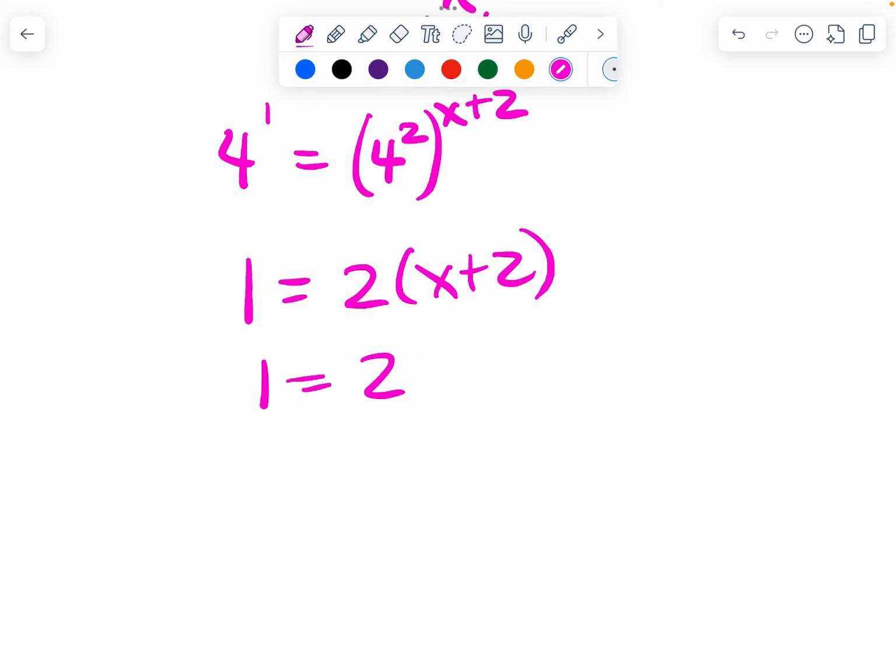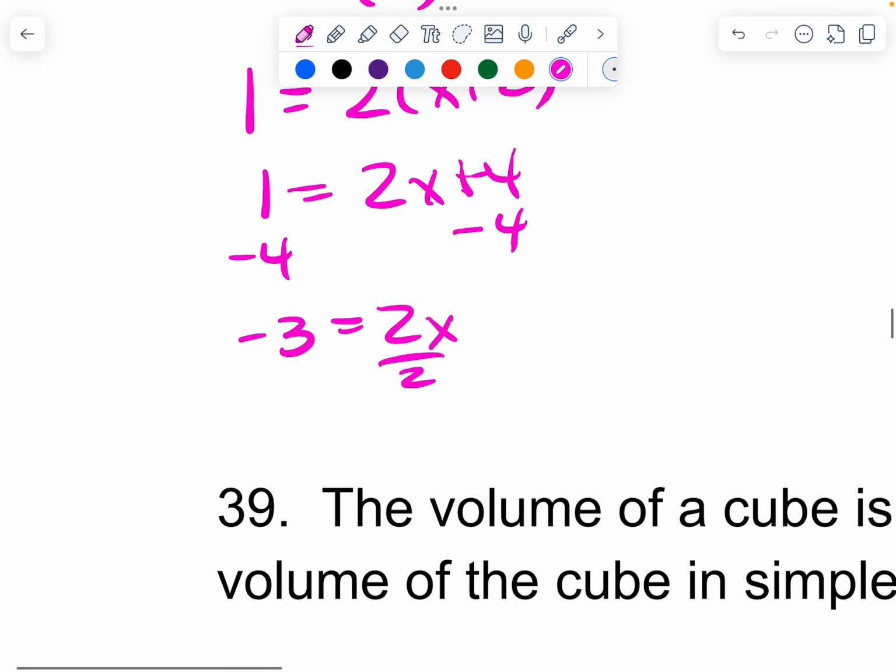1 equals 2x plus 4. I subtract 4 from both sides. I get negative 3 equals 2x. I divide by 2 on both sides, and I get negative 3 over 2 equals x.